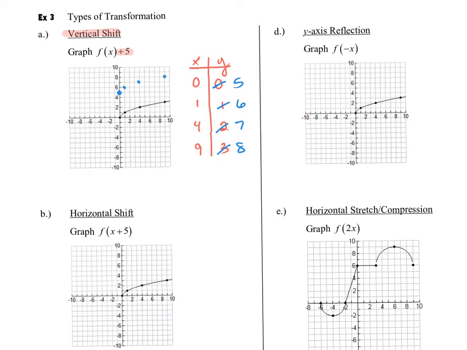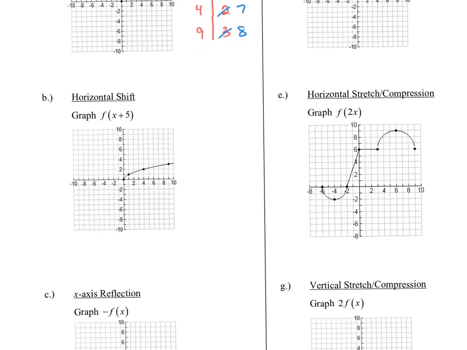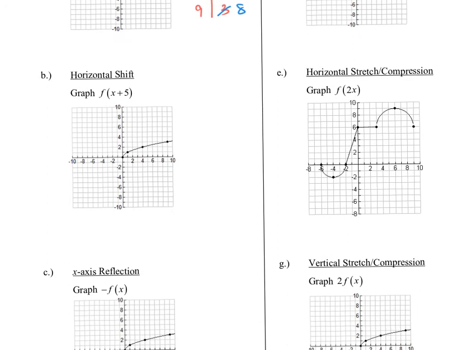So what you can see on our vertical shift is that it looks like we have physically picked up our graph and moved it up. Now, the horizontal shifts are a little bit different for us. So let's take a look at our horizontal shifts. These can sometimes be difficult for students.